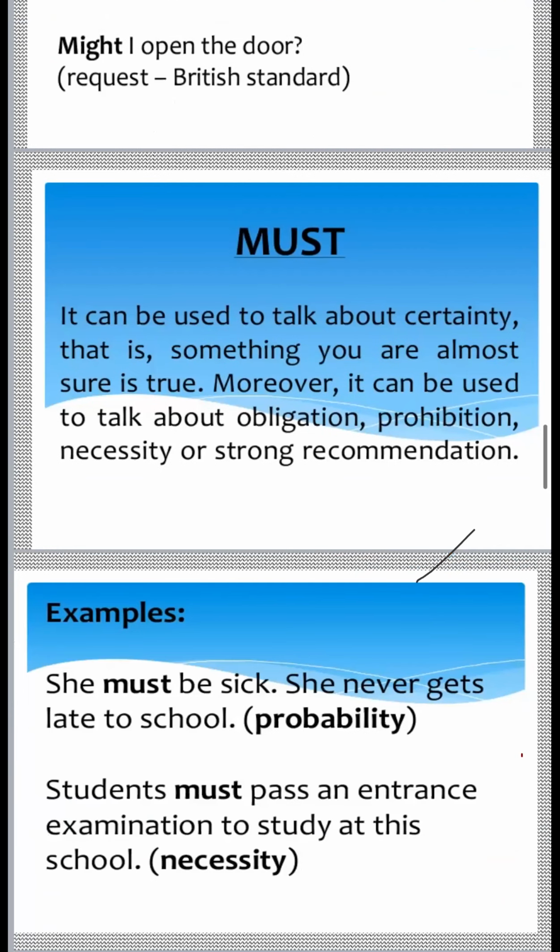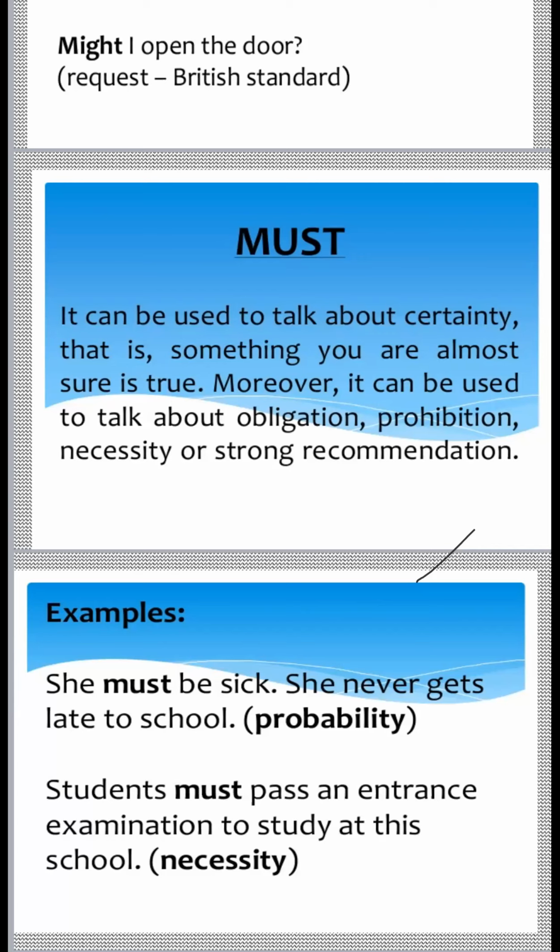Must always talks about some certainty, surety. When there is surety, you always try to talk about might. Oh, sorry, must. So that is why we have said that you are almost sure about something. You know that this is a fact, this is truth, so there you always use must.